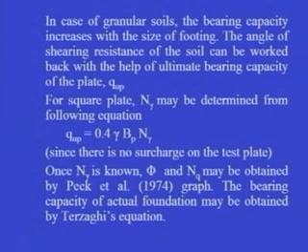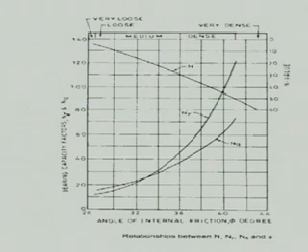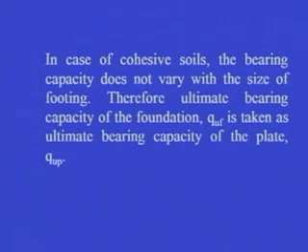Once N gamma is known, phi and Nq may be obtained by Peck, Hanson and Thornburn graphs, which we have seen earlier. The bearing capacity of the actual foundation may be obtained by Terzaghi equation. Now, this is the graph for your reference projected again. In case of cohesive soils, the bearing capacity does not vary with the size of the footing. Therefore, the ultimate bearing capacity of the foundation, that is QUF, is taken as the ultimate bearing capacity of the test plate itself.